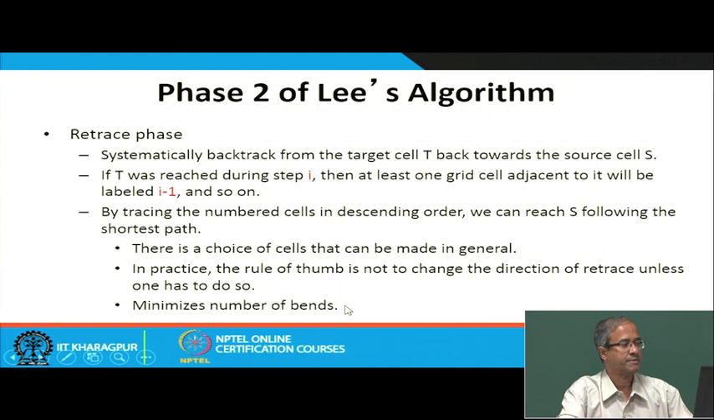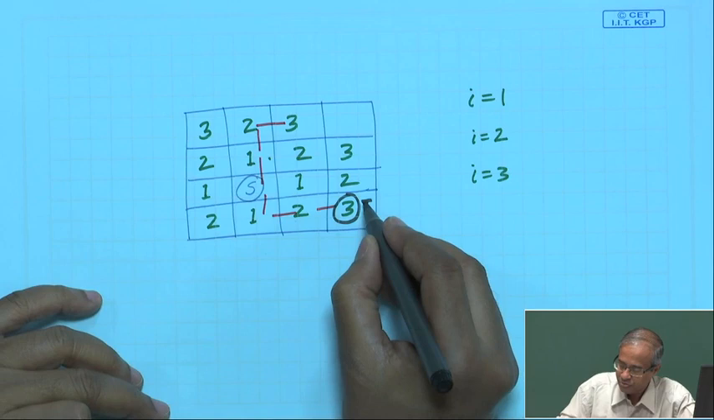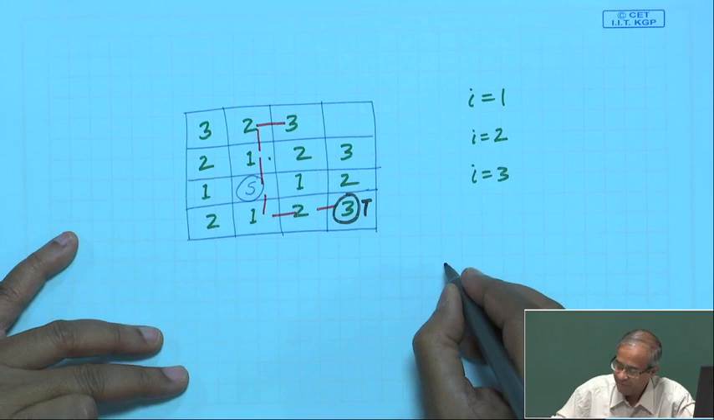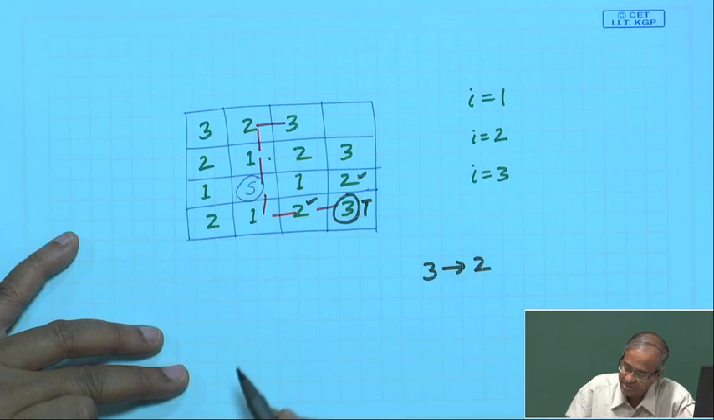Now, after we have labeled it, phase 2 consists of the retrace phase. So, from the target cell T, you systematically backtrack towards the source cell. Now, here one thing you just understand, let us look at this diagram again which I have drawn. Let us consider this cell 3, let us call this was the target. So, once you have a cell with a label of 3, from 3 you will try to go to a cell with a label of 1 less, 2. So, here you see that there are two alternatives, you can either go here or you go here. Let us say I go here.